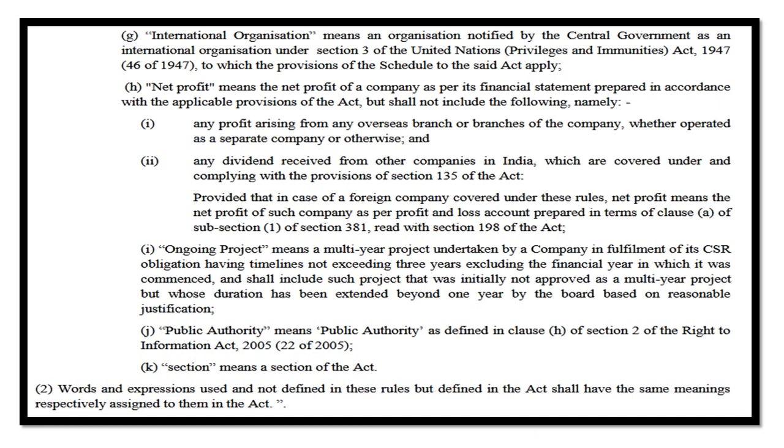Then what is a net profit? Net profit of a company is the profit as per the financial statement that is prepared in accordance with the applicable provisions of the Act, but it does not include any profit from any overseas branch or branches of the company, whether operated as a separate company or otherwise. Whatever profit is coming from those overseas branches is not included in this net profit. And if you receive any kind of dividend from other companies in India which are covered under section 135, that is also not included in this.